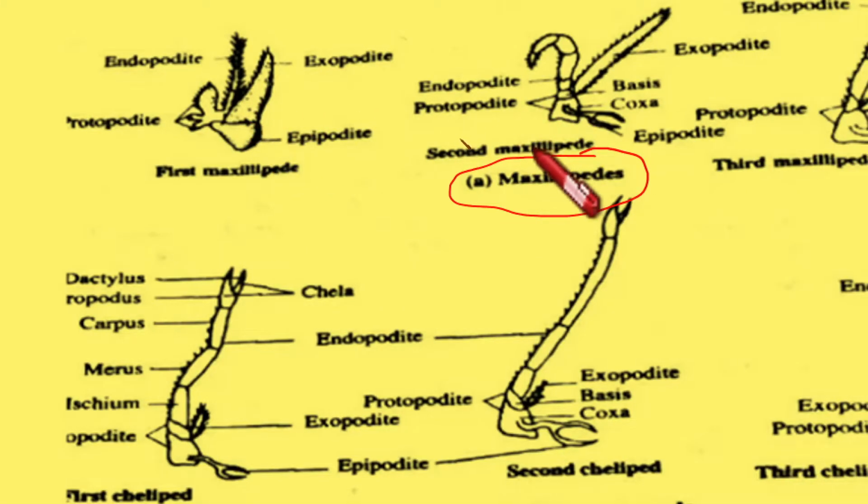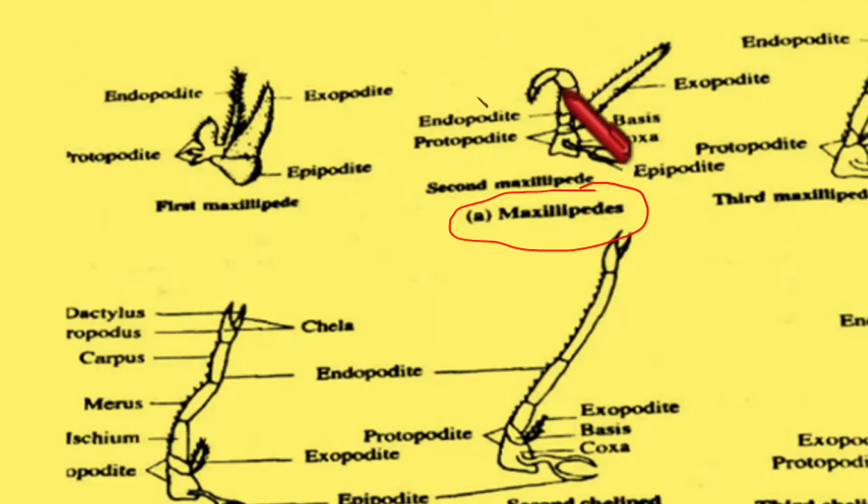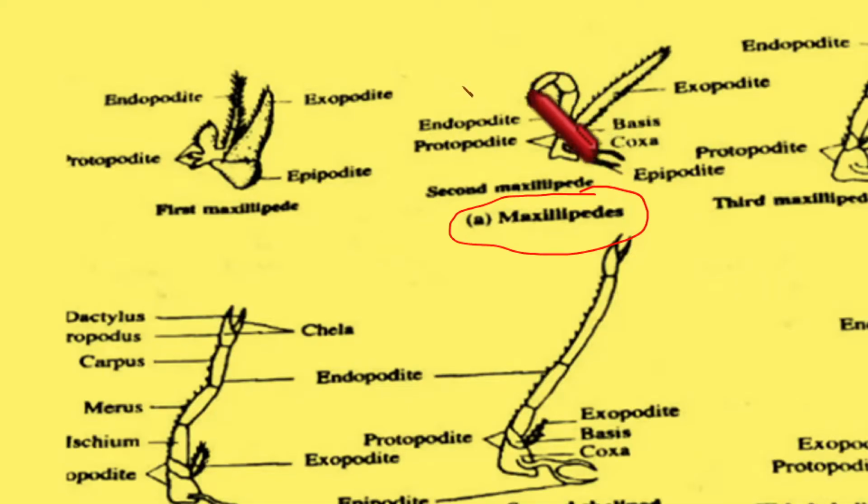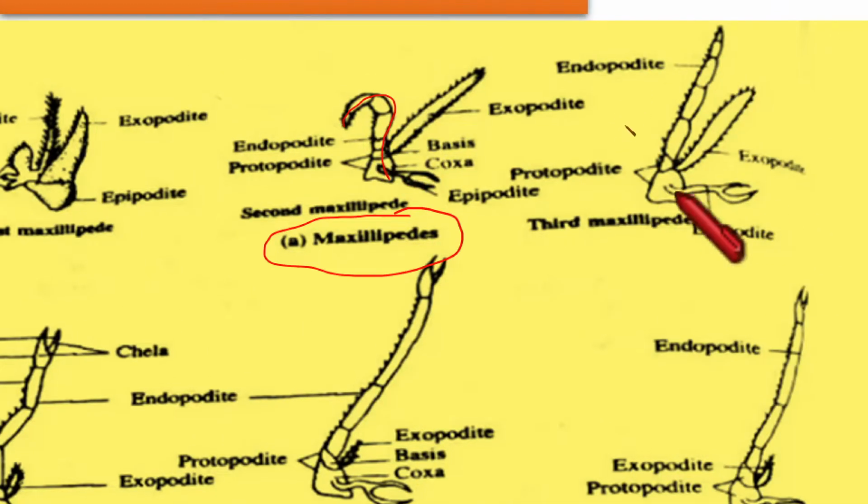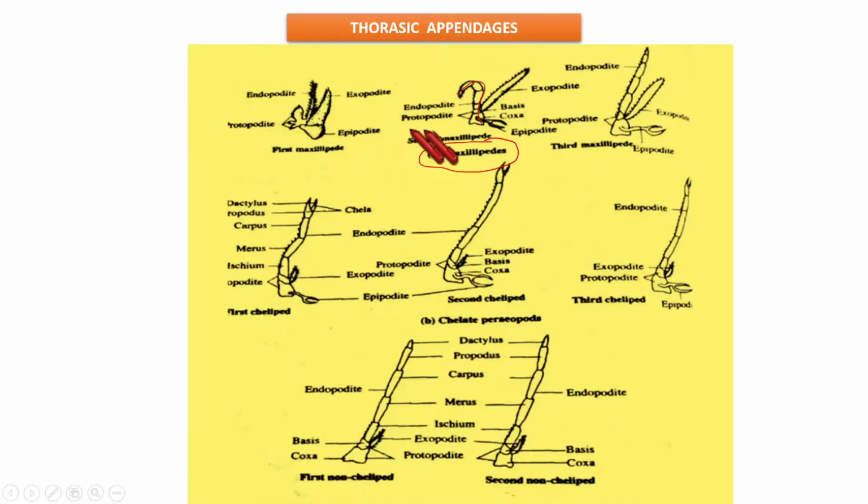In the case of the second maxilliped, we can see a Y-shaped epipodite. And how can we distinguish the second maxilliped easily? It has the shape of a question mark. So, in that way, we can easily distinguish the second maxilliped. Then, the third one is much more elongated when compared to the second maxilliped. So, the first 3 appendages among the thoracic appendages are maxillipeds.